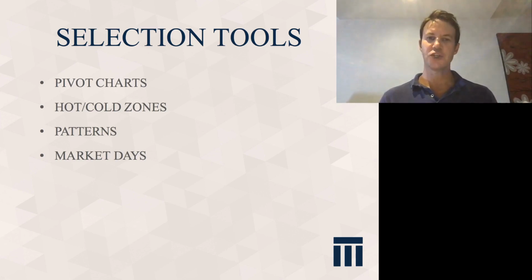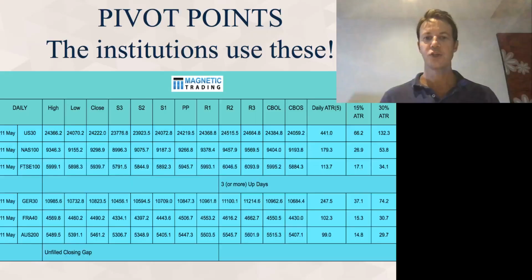Now for our selection tools, we're going to give you one free one today. It's the pivot chart selection tool. There are of course 3 others: the hot and cold zones, the patterns, and the market days, but we're going to gift you the pivot today. So what is the pivot? Well, actually this is your pivot table here. Now you can see we actually email this to our clients every day.